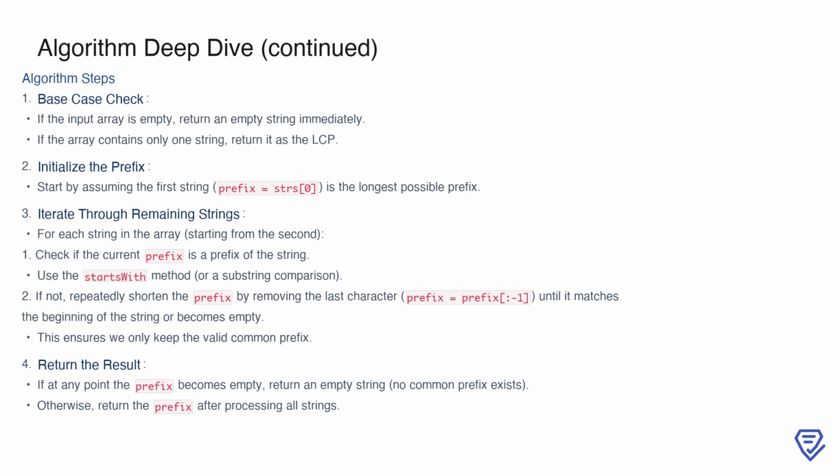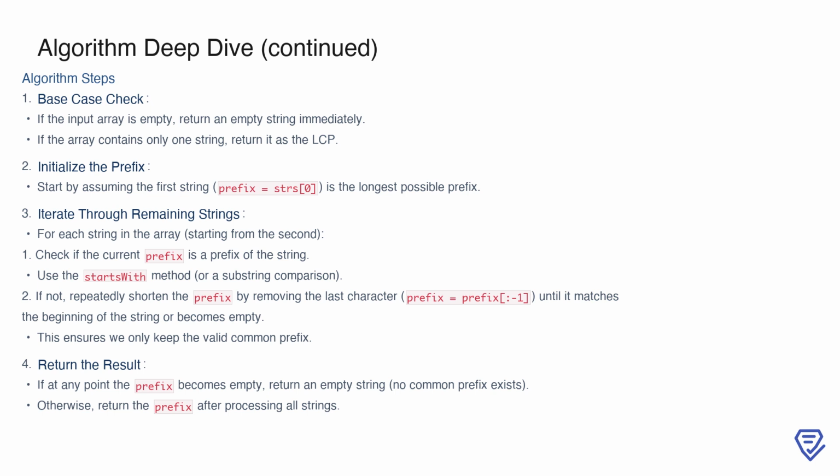First, there are some base cases to handle. If the input array is empty, we immediately return an empty string, since no prefix can exist. If the array contains only one string, that string itself is the longest common prefix. Next, we initialize the prefix by assuming the first string in the array is the longest possible prefix. From there, we iterate through the remaining strings in the array.